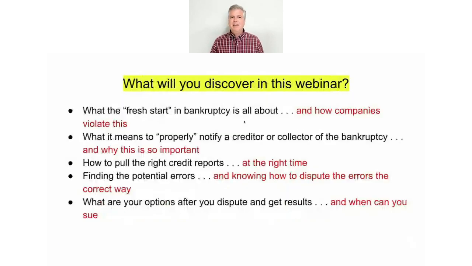All right, so let's talk about what you'll discover in this. There's a couple of key points. One is, you probably have heard this expression with bankruptcy, this idea of a fresh start. What does that mean, and how do companies violate that? We'll talk about what it means that you have to properly notify the creditors or the collectors, how to pull the right credit reports at the right time, how to find the potential errors, and then what do you do about that? And then what if you've done all that and you dispute? Can you sue? Can you not sue? We'll talk about that some.